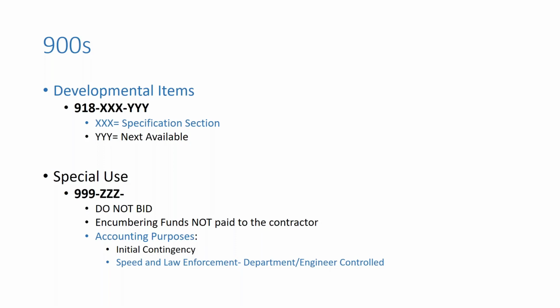We also have a few special use items beginning with 999, and these are generally our do not bid items that are used either for accounting purposes or for encumbering funds that are not directly paid to the contractor. Again, we'll remind you the initial contingency that shows up on every project, as well as the speed and law enforcement that may be needed that is paid by the department and controlled by the engineer.